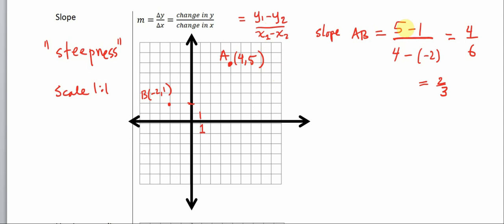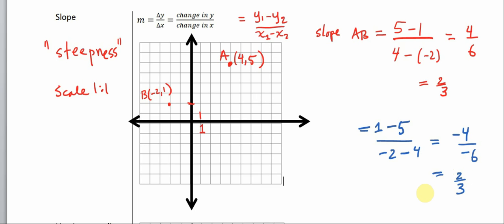Let's suppose I reverse these two and use B as my first point. Then it would be 1, minus 5, the other y value, divided by negative 2 minus 4. If we do this, we end up with negative 4 in the numerator and negative 6 in the denominator. Dividing those two negatives, we end up with a positive, so this is 2/3.